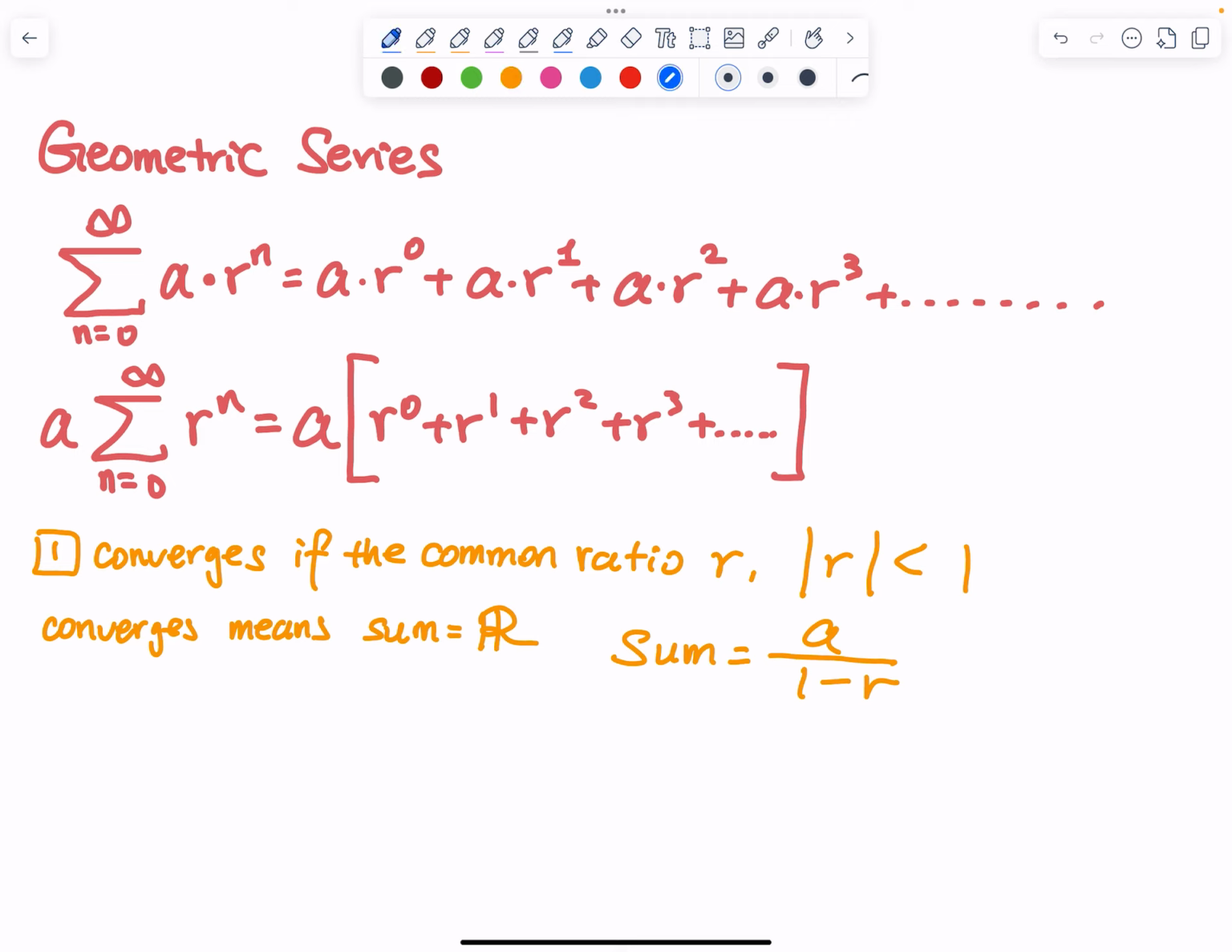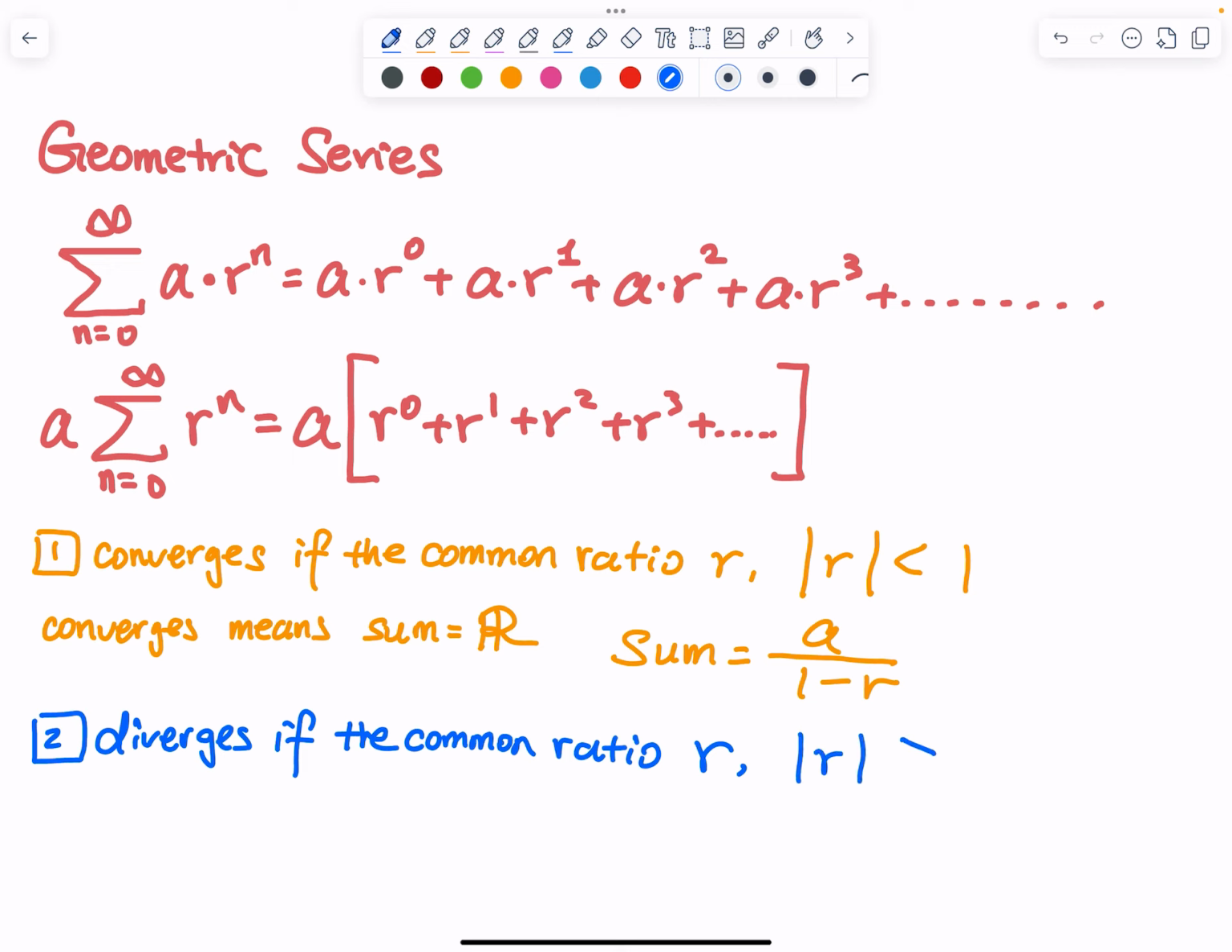And then what about diverges? Number 2, the geometric series diverges if the common ratio r has an absolute value of r greater than or equal to 1.